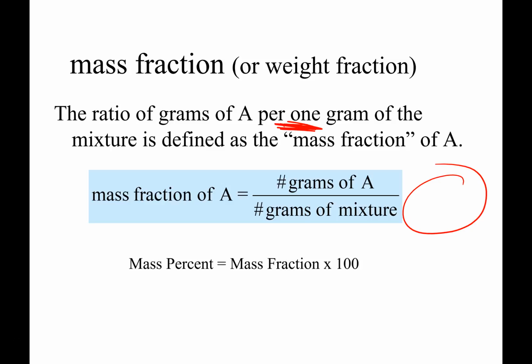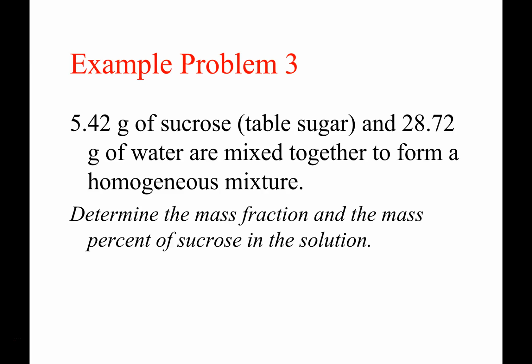So if you have mass fraction, we're going to do a problem here in a minute, and you want mass percent, all you got to do is multiply by 100. We're dealing with the same component in the same amount. To get to mass fraction, it's the mass component divided by total mass of the mixture. To get the mass percent, it's the mass component divided by total mixture times 100. So let's do an example, shall we?